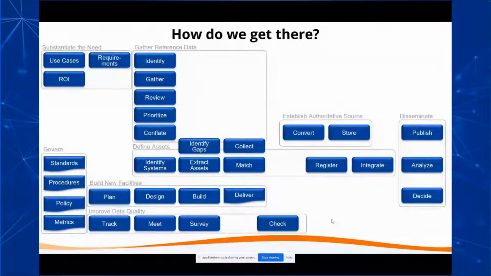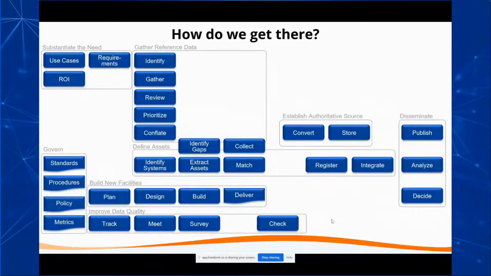And so identifying that data, bringing it together, reviewing it, prioritizing it, and merging or conflating it together so that we can determine what we have, identify the gaps between that and what we need, going out and collecting the information to fill those gaps, and ultimately bringing that data together, publishing it as an authoritative source, and then disseminating it through applications that can provide the analysis and decision support we need. So that's the upper portion of this chart. And the lower portion of this chart is maintaining that going forward.